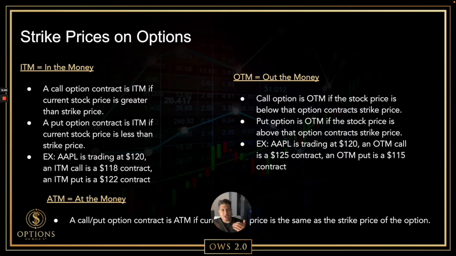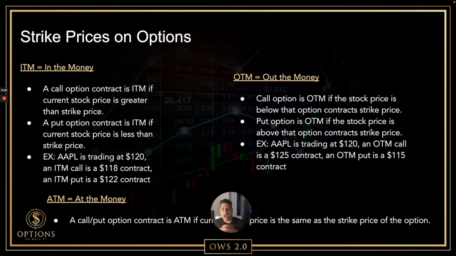But that contract will be priced based on several factors. Is the open interest high? What is the implied volatility? Is there a catalyst coming up? So many factors go into the price of that contract.